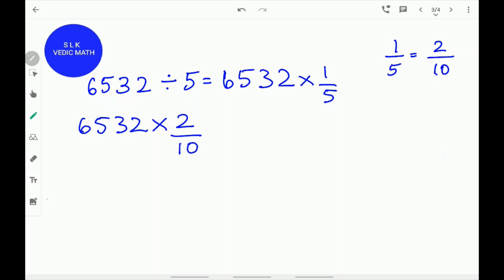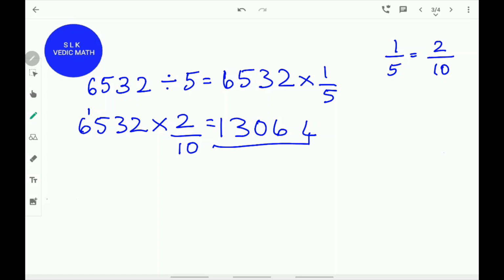First do 6532 times 2. 2 times 2 is 4. 3 times 2 is 6. 5 times 2 is 10. Write down the 0 and carry the 1. Next 2 times 6, which is 12. 12 plus the carry 1 is 13. So write down the 13. So 6532 times 2 is 13064.